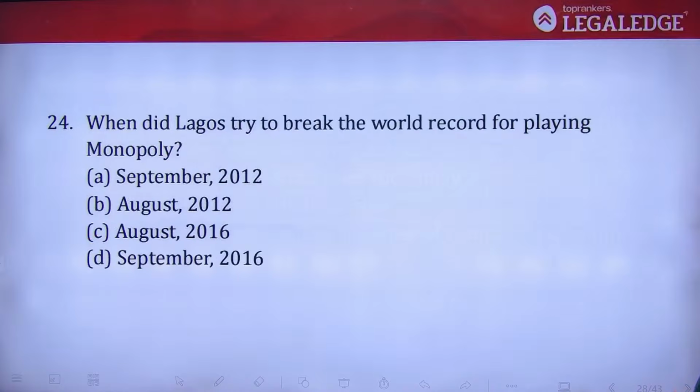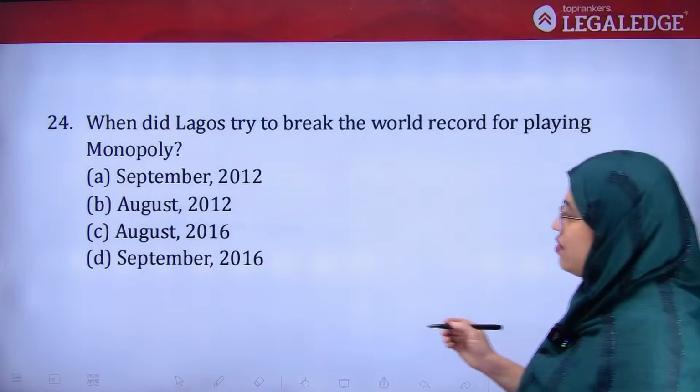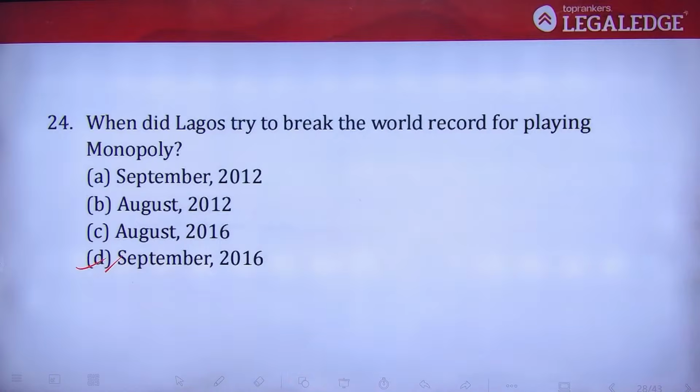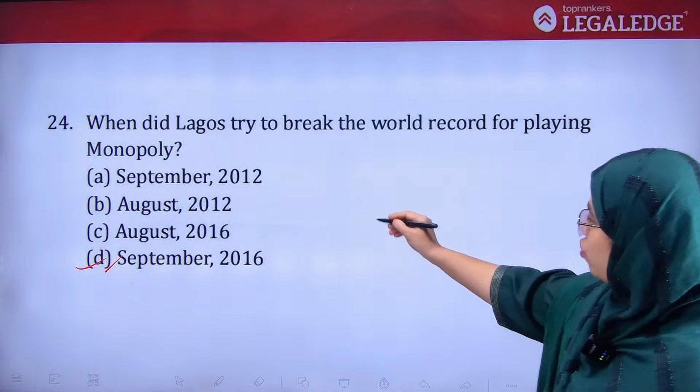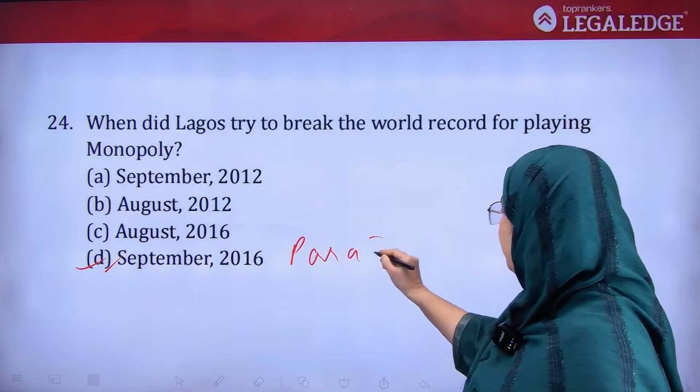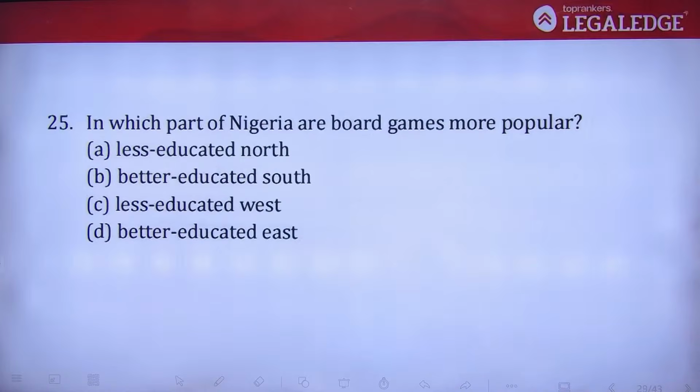Now, question number 24. For this question, correct answer is D. It's a fact-based question. You can directly refer to the passage. And for this question, kindly refer to para 3. Question number 25 is on screen. So correct answer choice here should be B, students.